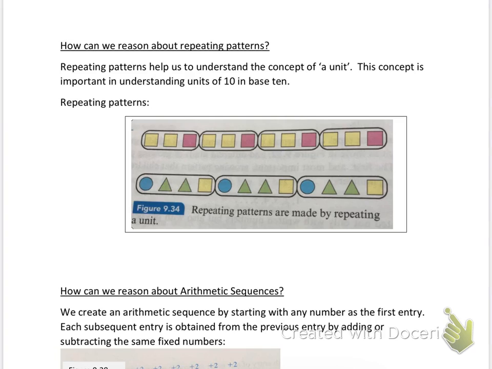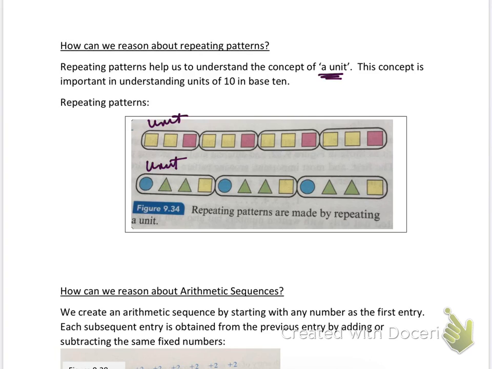So how can we reason about repeating patterns? Okay, repeating patterns help us to understand the concept of a unit. So the unit is what repeats. So this is very important in understanding units of base 10, for example. So here is a unit. It consists of three figures. There are 3 boxes, 3 squares, and there is a color difference. So I've got 2 yellow and 1 red. That's a unit. Okay, here's another unit. Okay, so repeating patterns are made by repeating a unit.